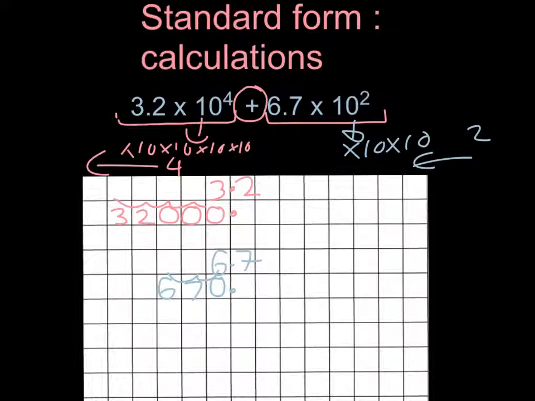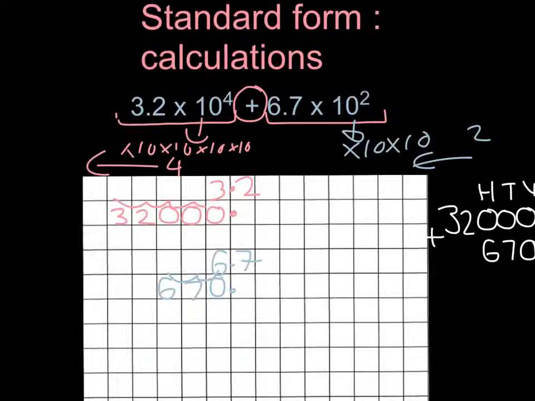So 32,000 plus 670. Remember, the only problems or mistakes you can make here is not laying out your hundreds under your hundreds, your tens and units and so on. So make sure you know your headings. Be careful with it. Then you can add them up.